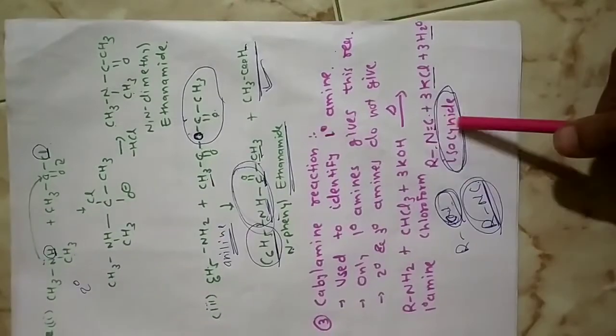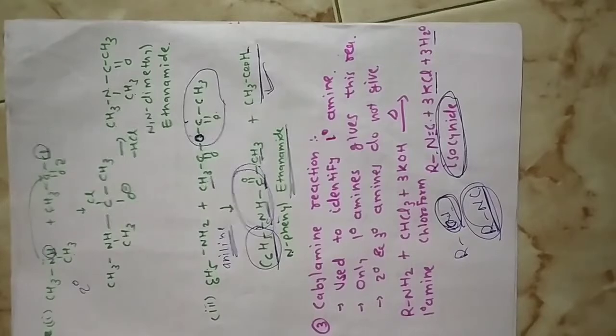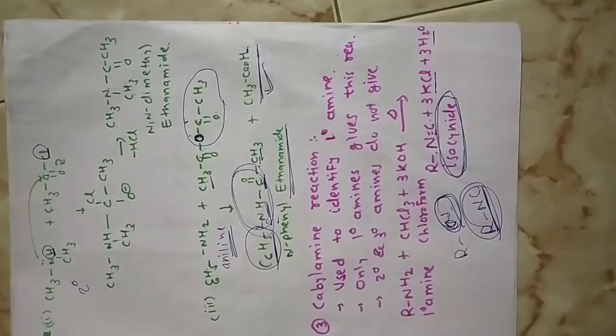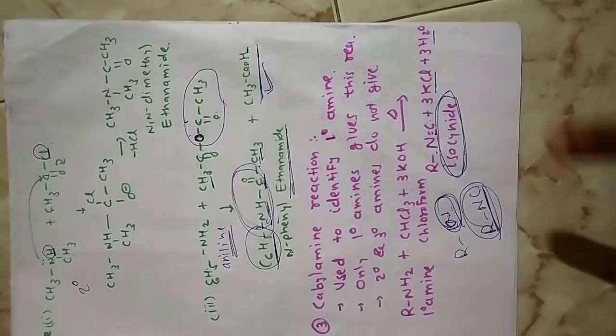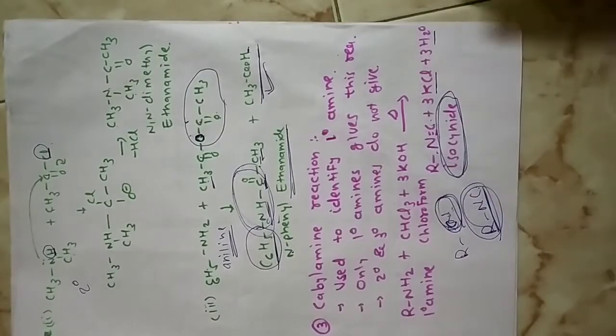Now this isocyanide is having very bad smell, so it can be identified easily. If a compound gives that reaction, carbylamine test, you can say that our compound is 1 degree amine.